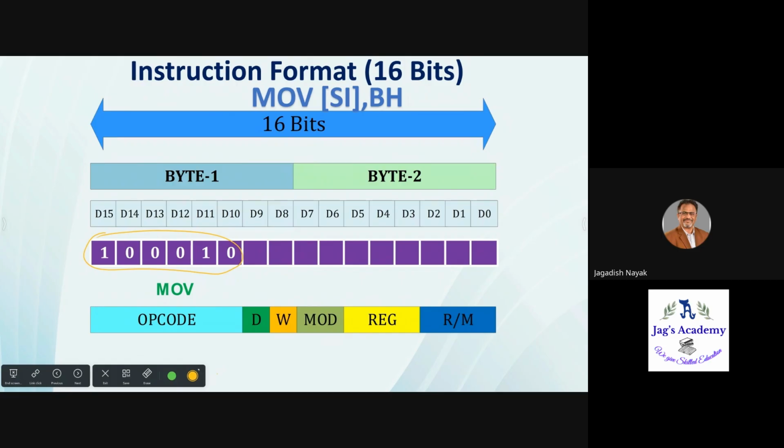Okay, so now that is 1 0 0 0 1 0. Okay, this is fixed now. This is fixed. This is fixed. After that comes your D bit. Can you tell me, okay, what is D bit here?